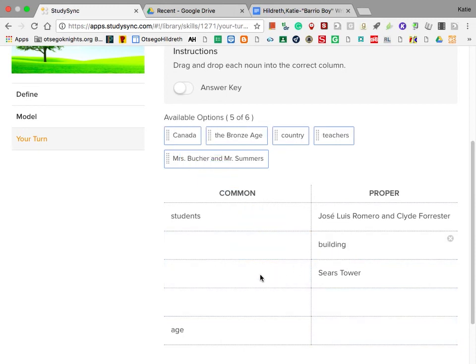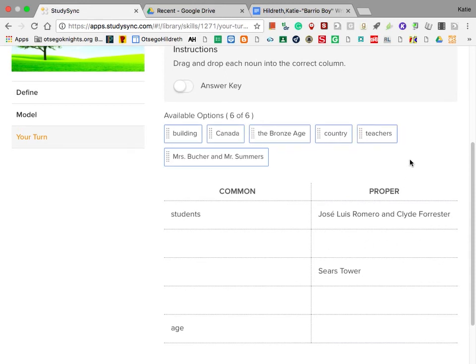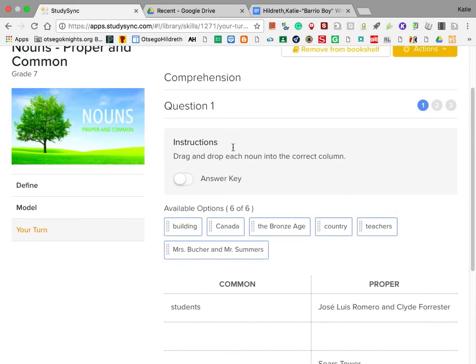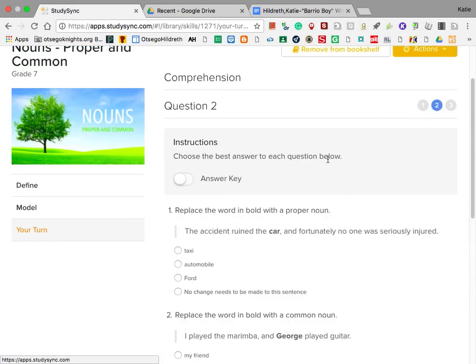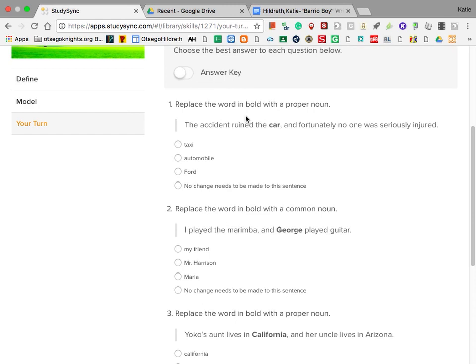And what you're going to do is you're just going to take it and drag it. And if you think building goes under proper, you'll put it under proper. If you think Canada goes under proper, you're going to put it under proper. And you're going to put the terms, the nouns, where you think they should go. Okay, that's question 1.